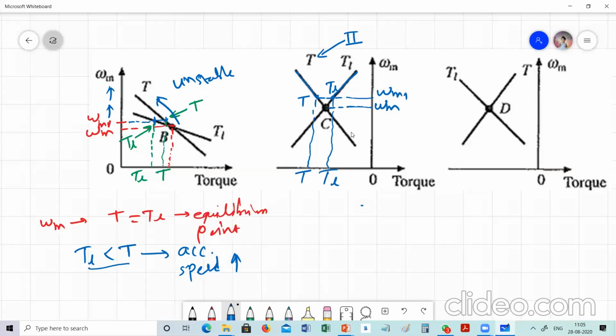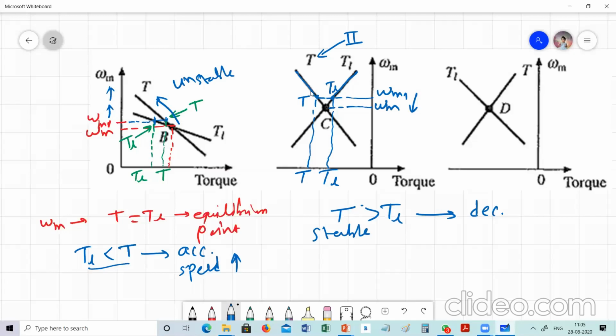From those 2 values we can see that T is greater than TL. Here you have to go for its magnitude only, not the sign. Sign चं काही इथं consideration करायचं नाही. फक्त magnitude बघायचं. T is greater than TL means it is decelerating. उलटा आहे या ठिकाणी second quadrant मध्ये. Means the speed will again decrease and come back to omega m. Means it is a stable equilibrium point.